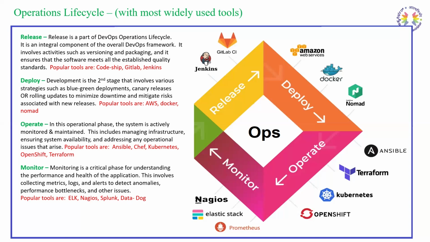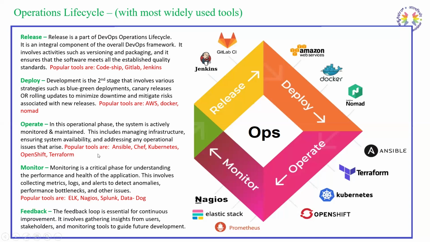And the last stage is the feedback. Feedback stage focuses on gathering insights from users and system performance to inform future development and operational improvements. This feedback loop is essential for continuous improvement and helps teams make data-driven decisions. So once again, there are many popular feedback tools that are used. To list a few: Google Analytics, Jira, New Relic, PagerDuty, Slack. There are many, many more.